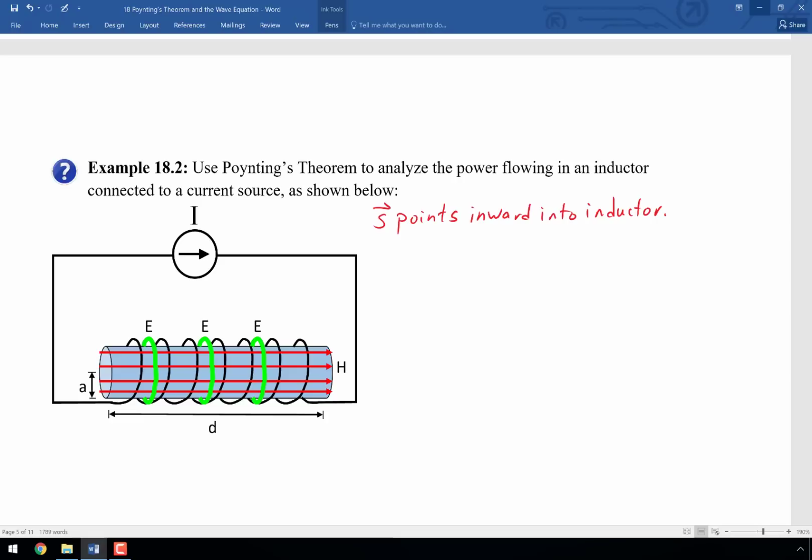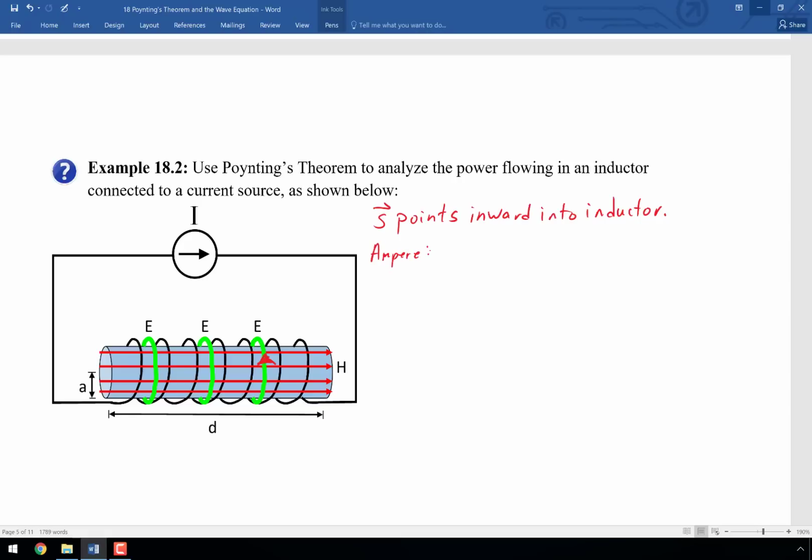So we can do E cross H. Put your hand in the direction of E and curl it in the direction of H, and it will point inward. I should mention that the E has arrows that are pointing upward like this. So you point your fingers upward, curl them in the direction of the H that's going to the right, and then your thumb will point inward. Okay, let's again start with Ampere's law.